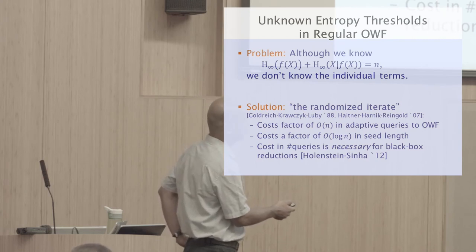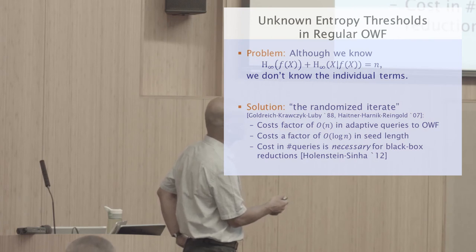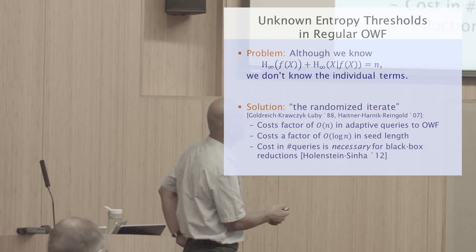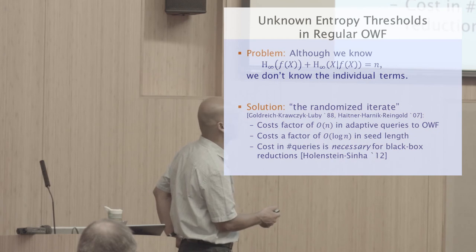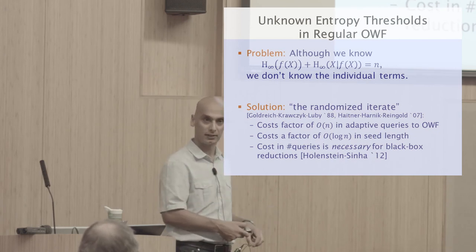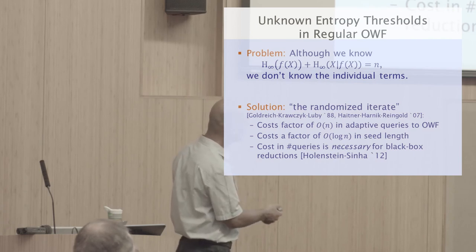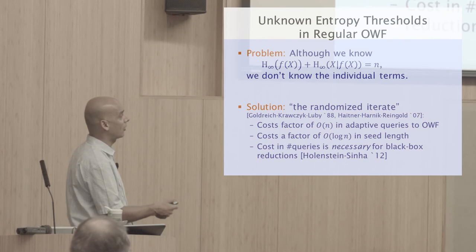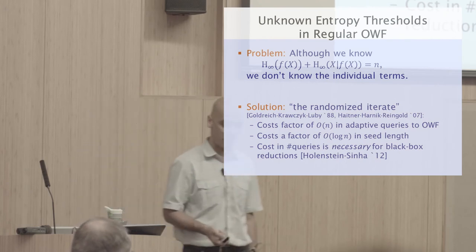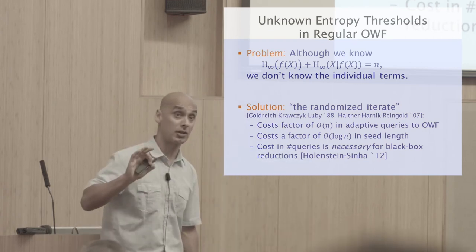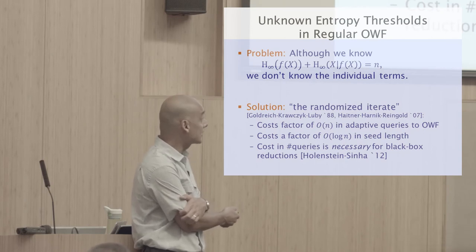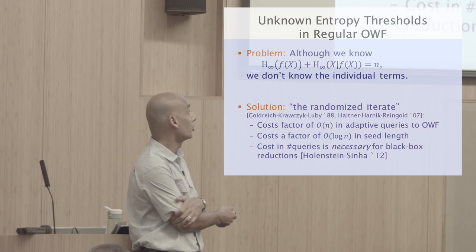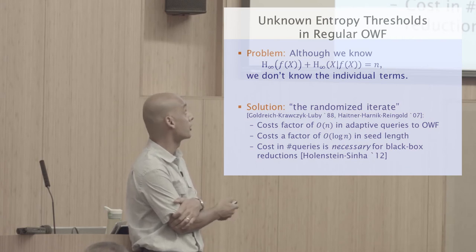And the cost in the seed length originally was also something like n or a polynomial in n. But what HHR showed is that you can actually save that cost. You can de-randomize this construction and bring it down to order log n. And maybe it's even conjectured that this can be an order one factor in the seed length. So very similar to what we're talking about. And this is the one lower bound we know for constructing pseudorandom generators from one-way functions, where you don't care about the stretch, where you just want to stretch by one bit. Holenstein and Sinha showed that you need at least n queries to the one-way function in a black-box construction of pseudorandom generators from unknown regular one-way functions.